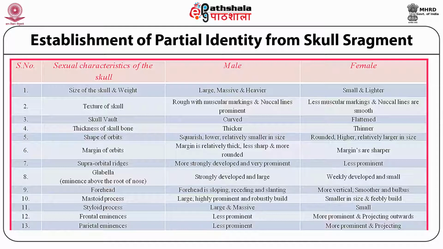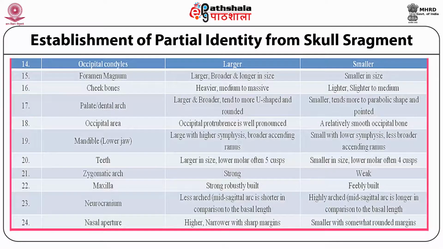Parietal eminences are also an important characteristic to differentiate between males and females. These parietal eminences are less prominent in males, and more prominent and projecting in females. The other important characteristics used for demarcation between males and females are occipital condyles, foramen magnum, cheekbones, occipital area, and teeth, that are larger in size, with lower molars often having 5 cusps in males, and smaller in size, with lower molars often having 4 cusps in females.